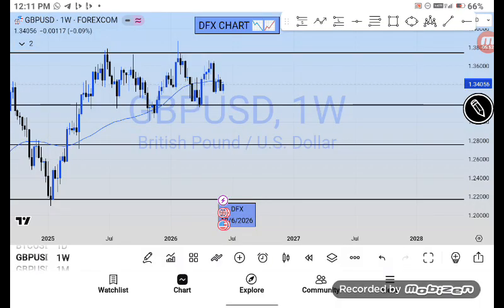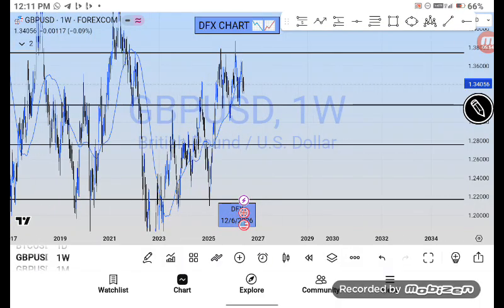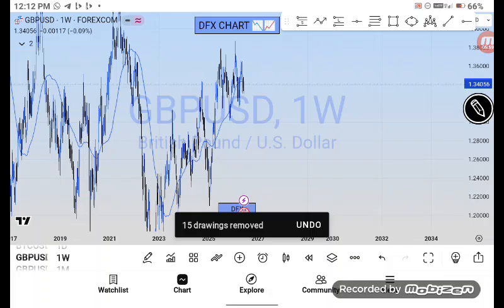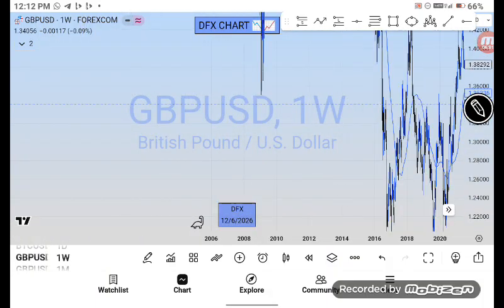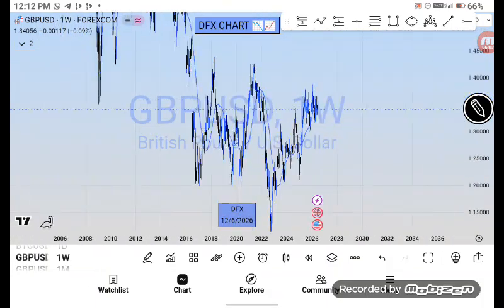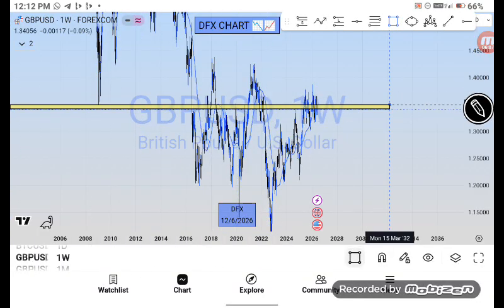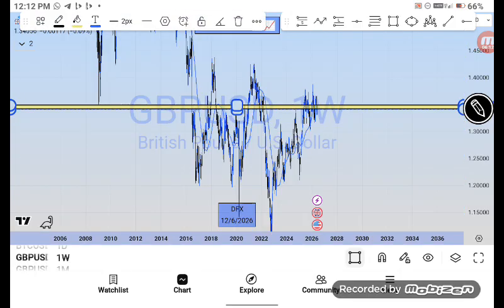So now let me remove it and let's redraw, using your box tools instead. I just make use of line charts. Okay, let me make use of this.